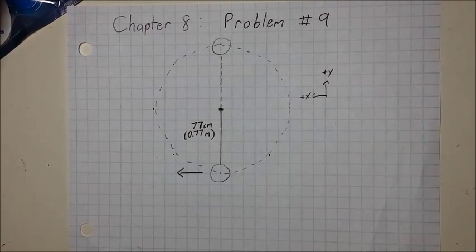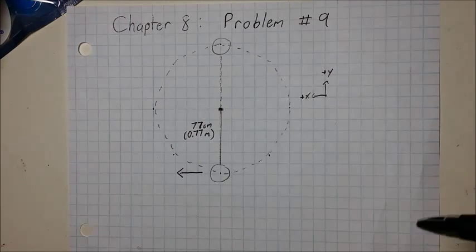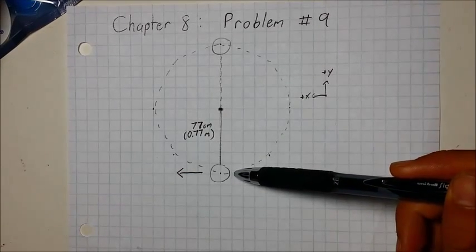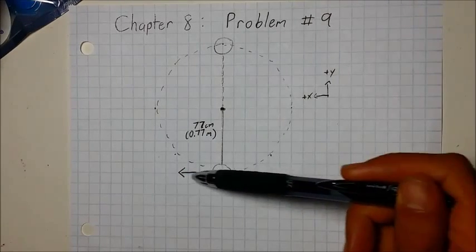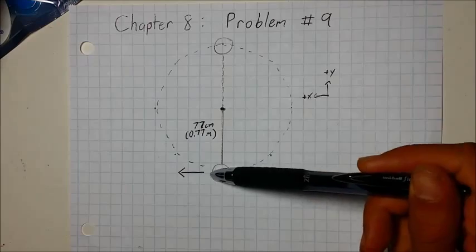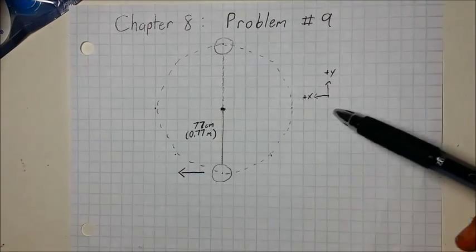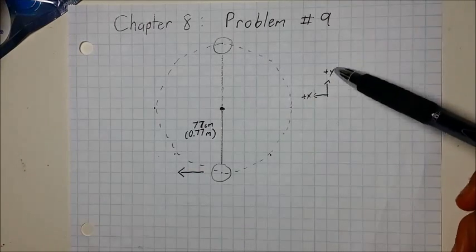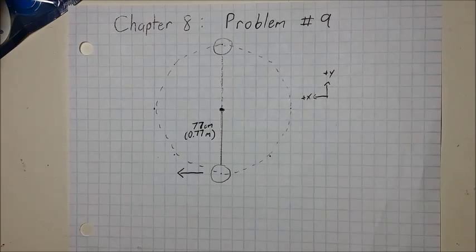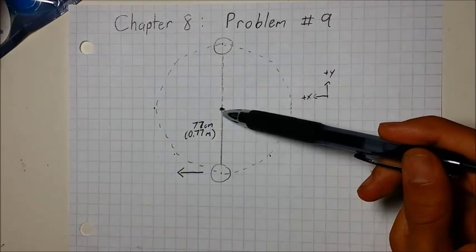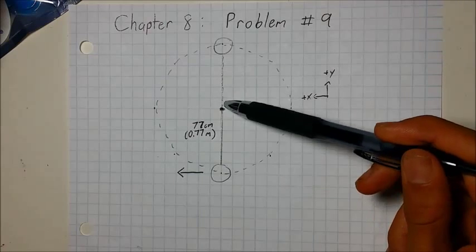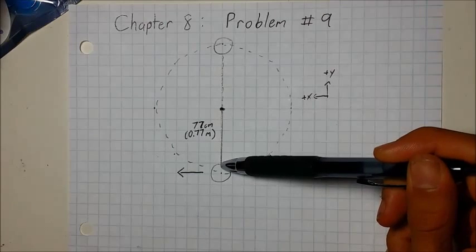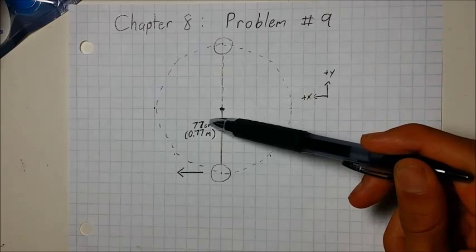Okay, so here I've drawn my diagram. Here's the ball at the bottom. We are told it's being hit. I'm going to assume it's in this direction. It's going to swing around in a full circle. And defining this way as the positive y direction, that way as the positive x direction. And the only information they really give us is the length of this bar attached to it is 77 centimeters.